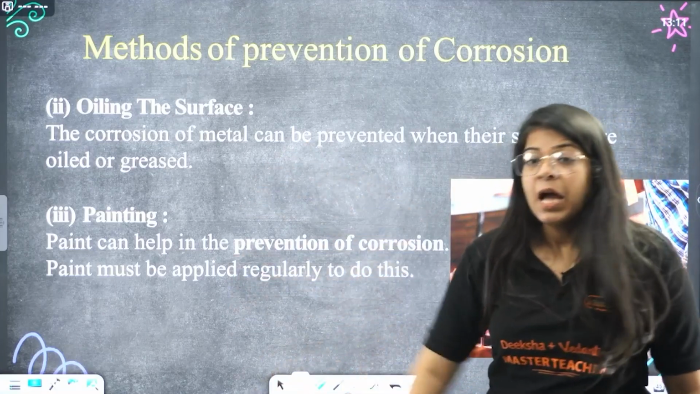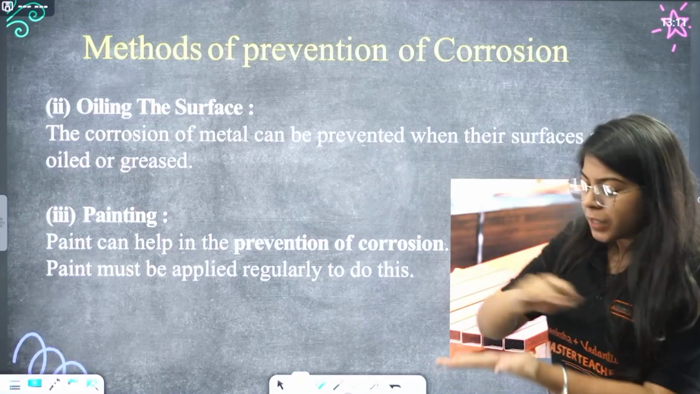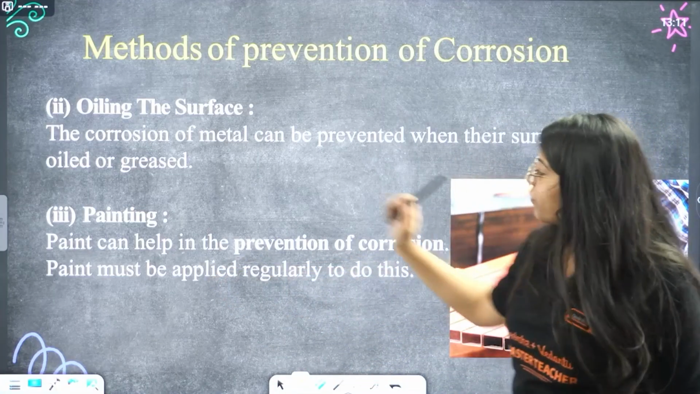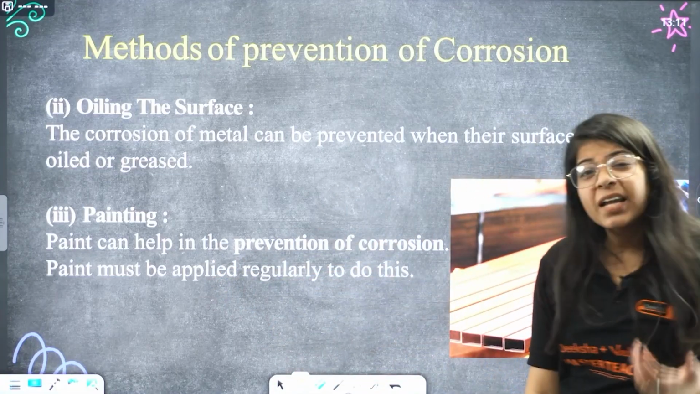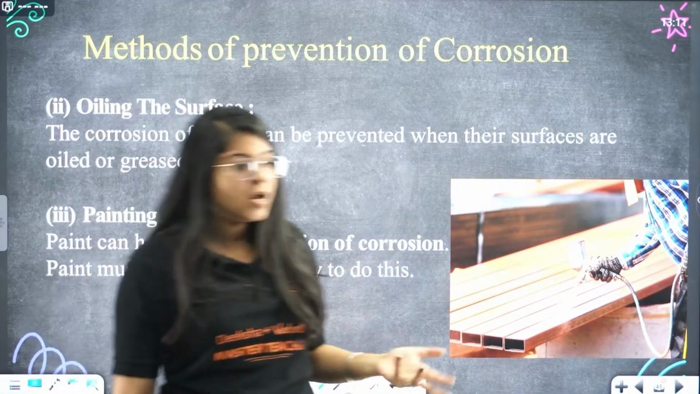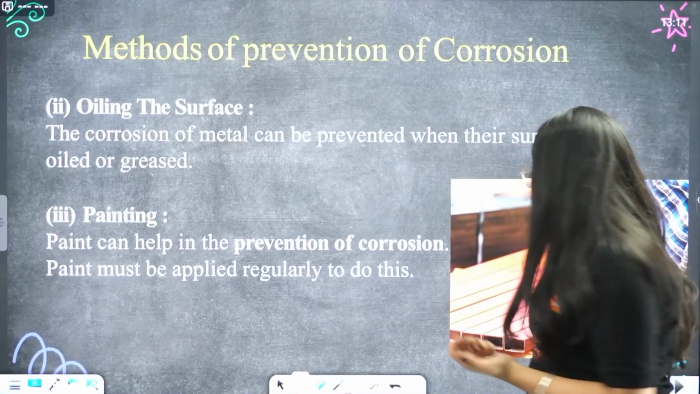And paint also, there are oil based paints as well. Paint provides a protective layer on the metal. Paint can help in the prevention of corrosion. Paint must be applied regularly to do this, because we know paint also gets bad after some time. So you have to apply paint regularly to protect our metal, right?